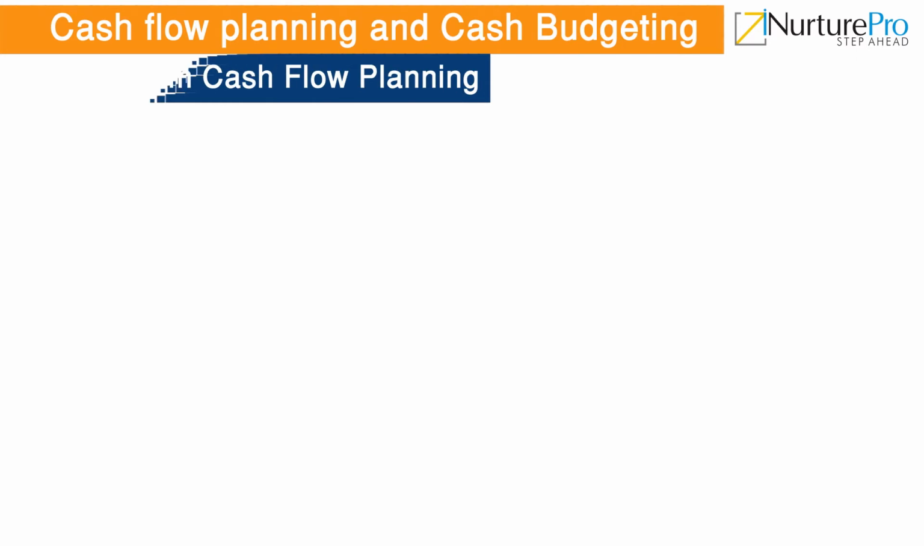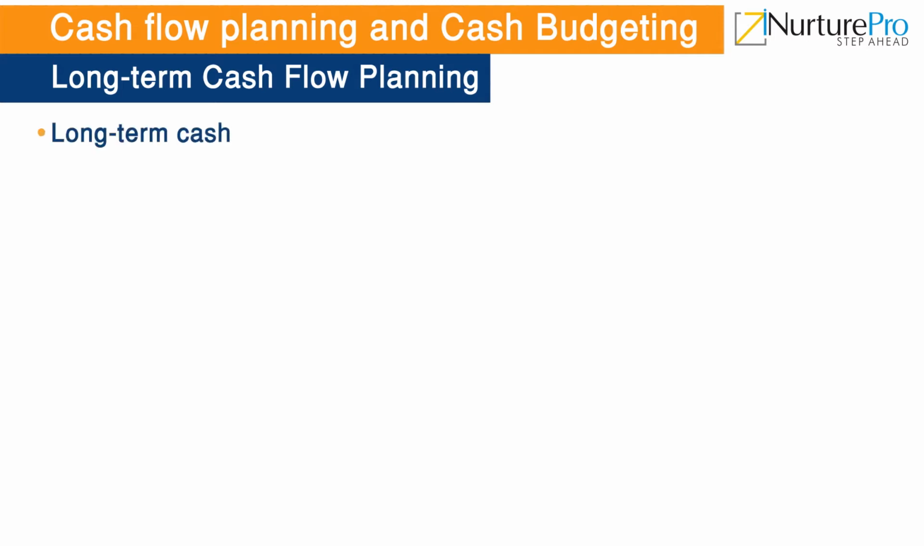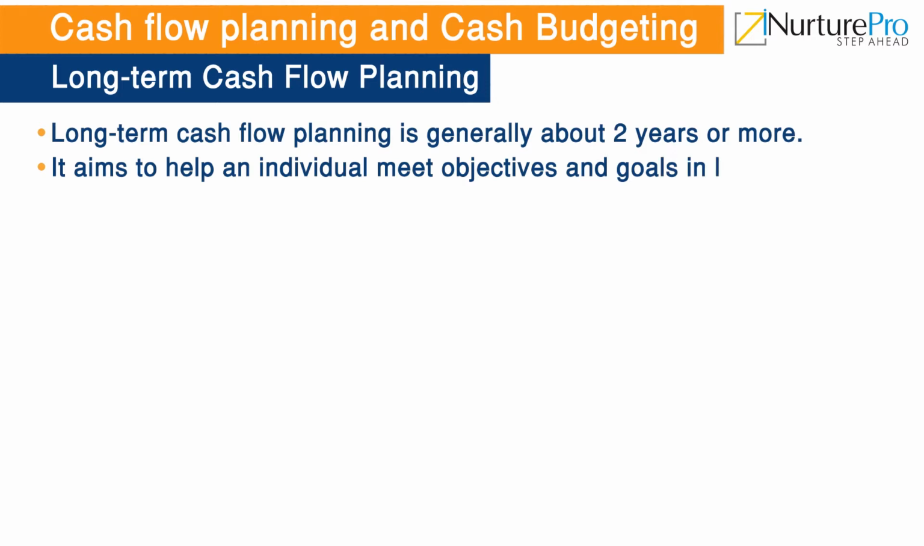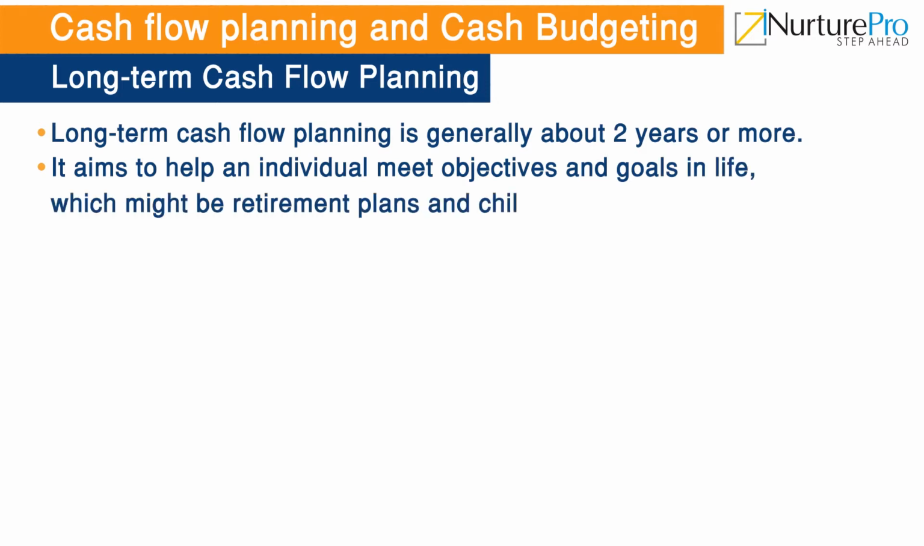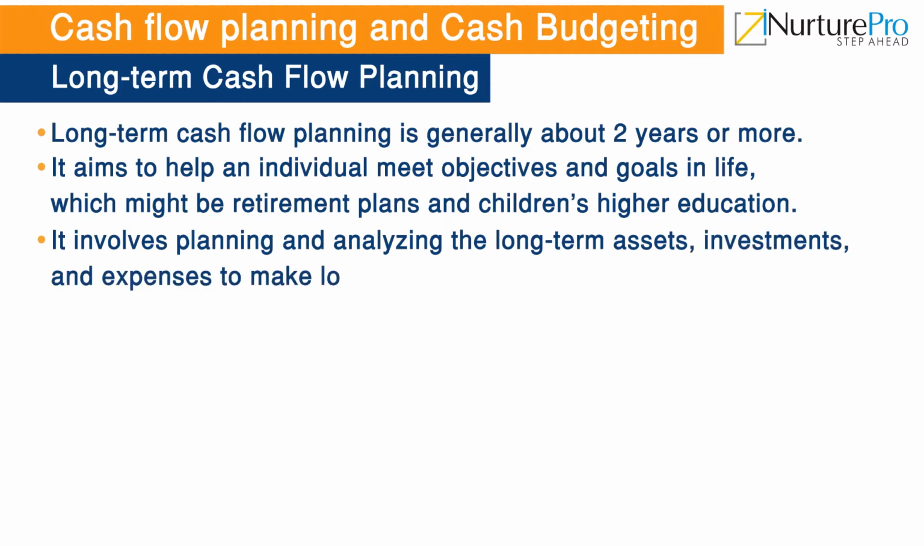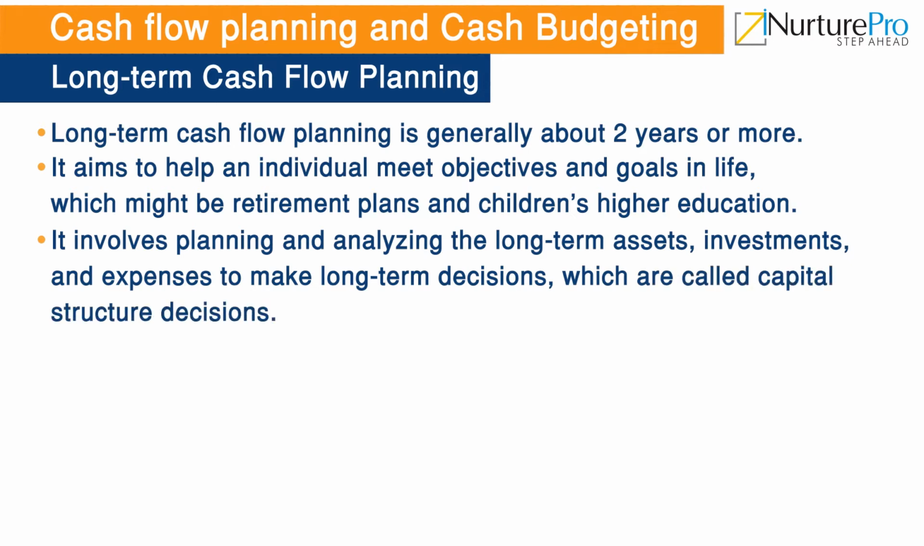Now that we have learned about short-term cash flow planning, next let us learn long-term cash flow planning. The long-term cash flow planning is generally about 2 years or more. It aims to help an individual meet objectives and goals in life, which might be retirement plans and children's higher education. It involves planning and analyzing the long-term assets, investments, and expenses, and making long-term decisions, which are called capital structure decisions. Let's take an example to understand long-term cash flow planning.